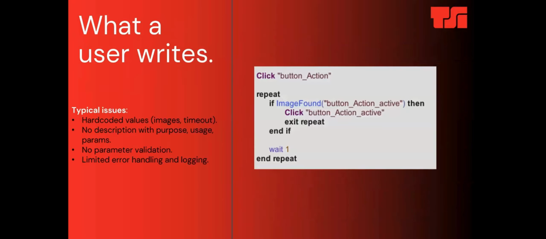Okay, next slide. All right, so this is just an easy example of what a user would write. Okay, so we're going to click a button, and then we're going to wait for that button to become active.